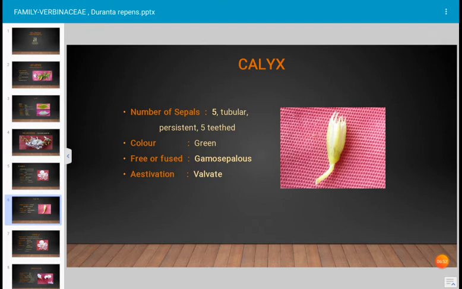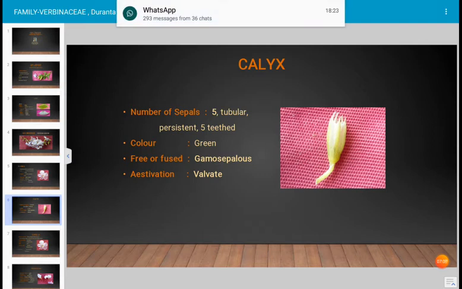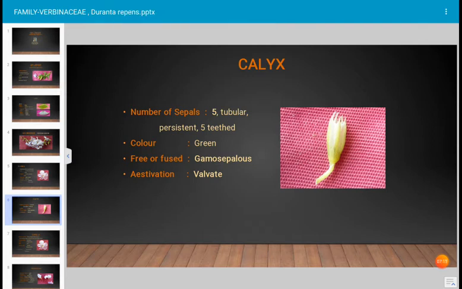This is the calyx of the Duranta repens flower. What is the calyx? The calyx consists of sepals. Each sepal is a unit of the calyx. There are 5 sepals. Five sepals are present, but all the 5 sepals are united. They are united to form a tube-like structure. And the sepals are persistent.